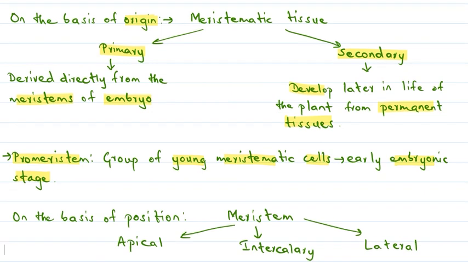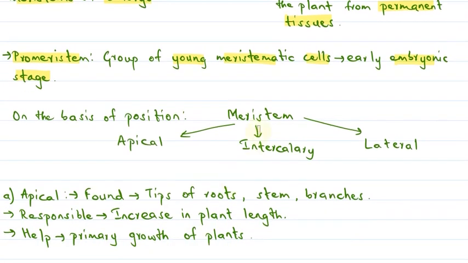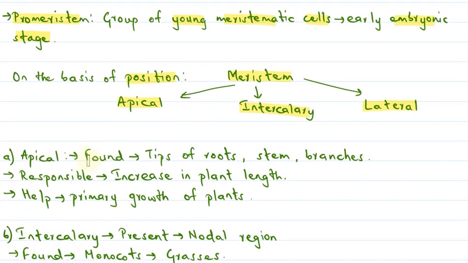Then we talked about another classification of meristematic tissue based on their position. Based on the position, the meristematic tissues are divided into three types: the apical meristem, the intercalary meristem, and the lateral meristem. First we talked about the apical meristem. These apical meristems are found in the tips of roots, stem and branches. They are responsible for increasing the plant length and primarily help in the primary growth of plants.